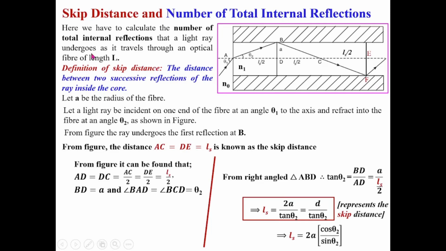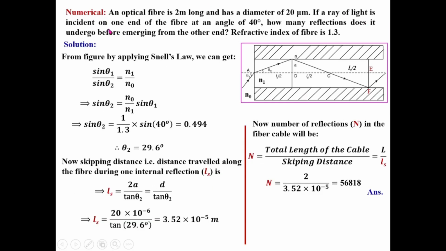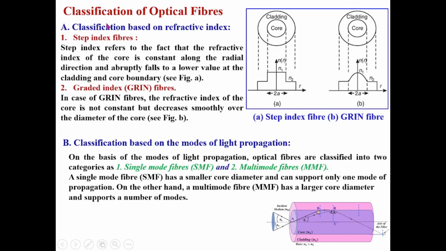Last class, in detail with notes, we discussed skip distance and the number of total internal reflections and the corresponding numericals. In this class, we are going to discuss classification of optical fibers. Here I want to say one thing to you: the spelling of fiber, FIBER or FIBRE, whatever you write, no issue.